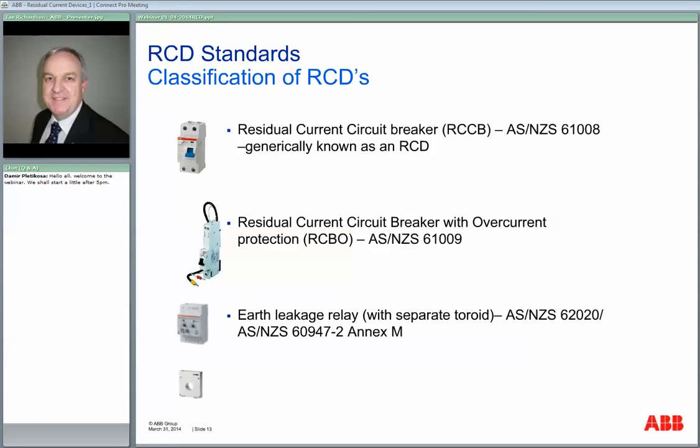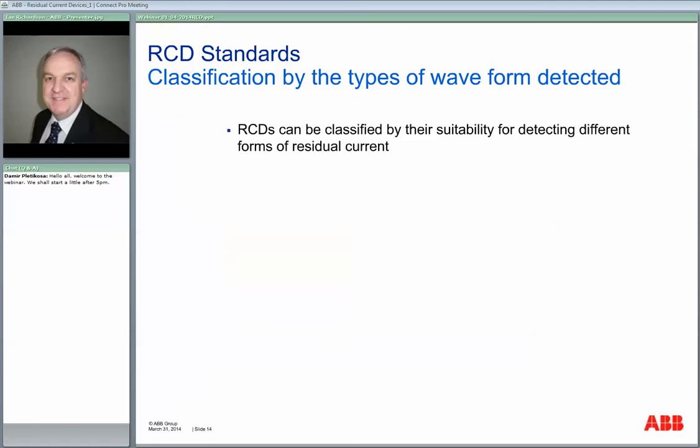We can then move on to an earth leakage relay. It's covered by two standards, which we'll talk about in a moment, AS62020 and 60947, which is our circuit breaker standard. But there's a new annex, or relatively new annex M, has come out, which covers these particular earth leakage relays. So that's a little bit about the various standards.